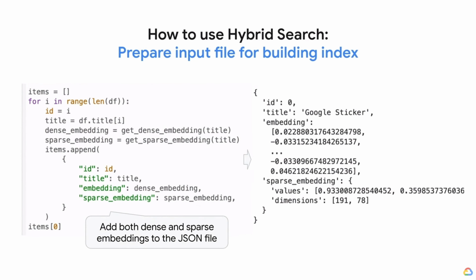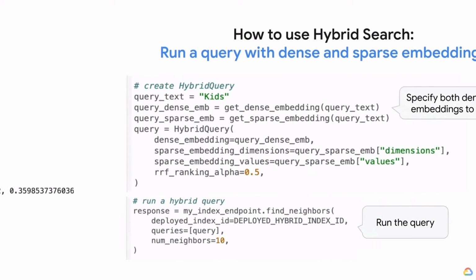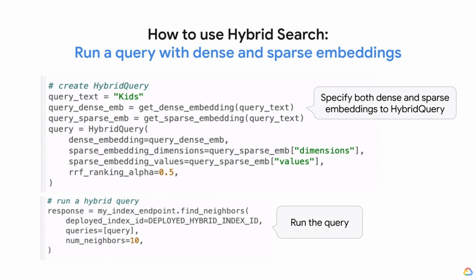The dense and sparse embeddings should be stored in a JSON file. This file will be used to build the vector index. After the index is built, it can be deployed to an endpoint. The endpoint will then be ready for use. To perform a hybrid search using both dense and sparse embeddings, create a hybrid query object that encapsulates both embedding types. This object will then execute a search query, leveraging both the dense and sparse embeddings.